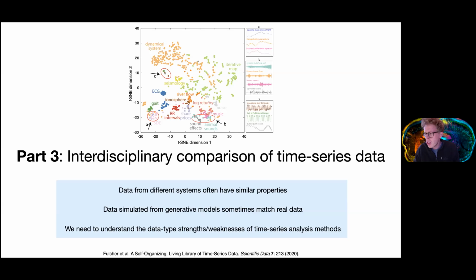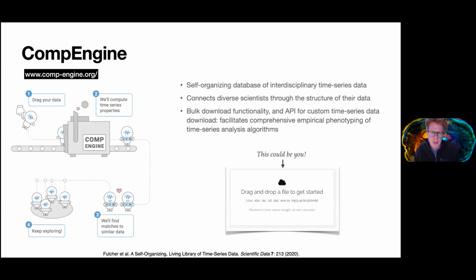So we're using a really diverse definition of time series similarity to organize a very diverse library of time series data. And so this is what we've built, is a way for people to actually contribute to growing this library. So it's a database of time series data that started with what I collected through my PhD and has been growing since. And now you can upload your own data and it will be part of this database.